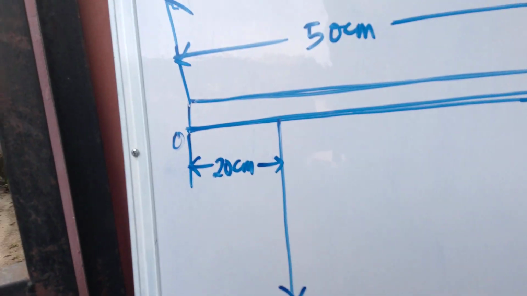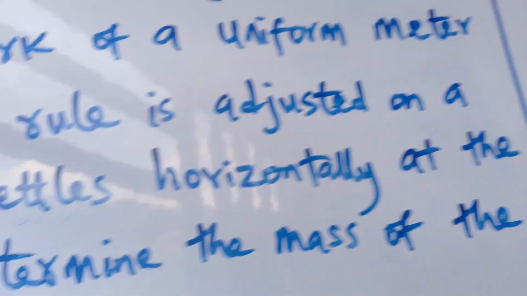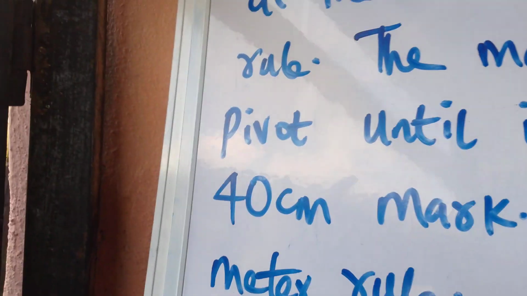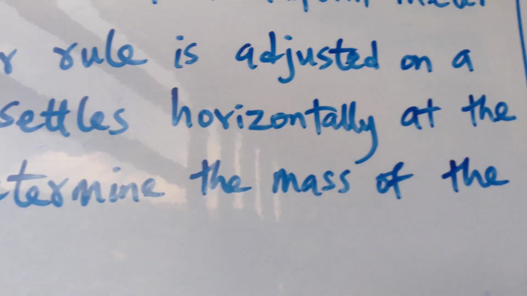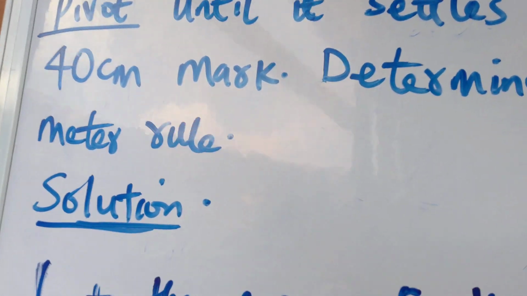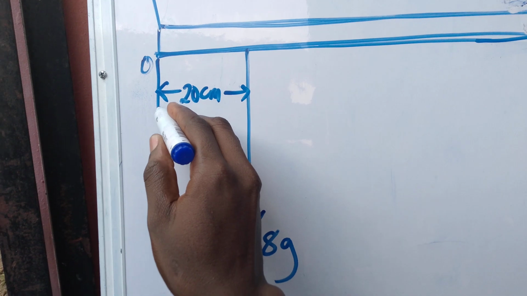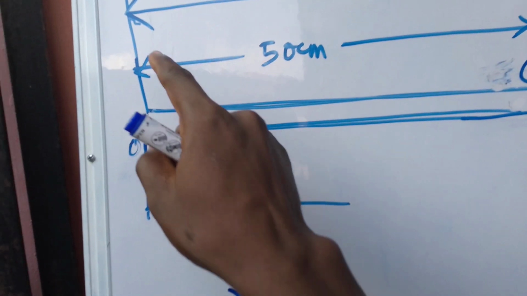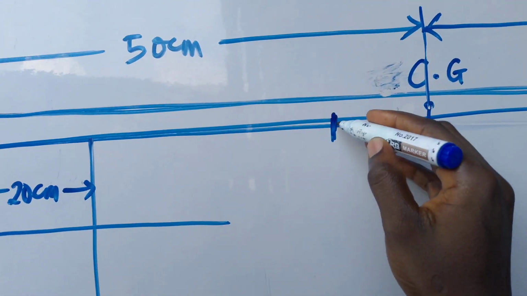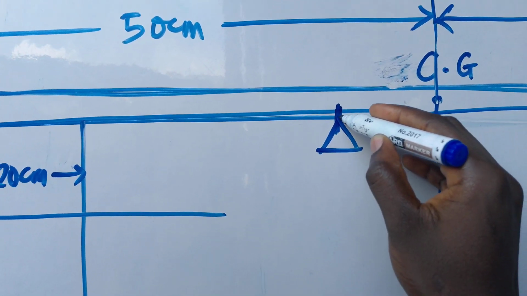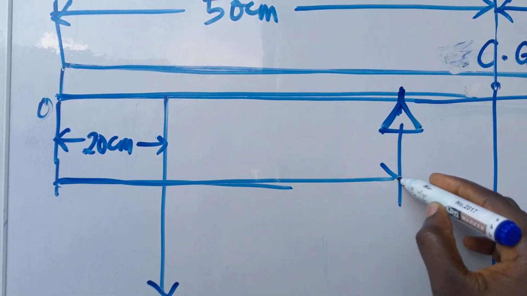Then I continue. They said the meter rule is adjusted on a pivot, and take note of this, the pivot is called the fulcrum or the balance point, until it settles horizontally at the 40 cm mark. So the pivot is placed at the 40 centimeter mark. Now let's check that. If from here to here is 40 centimeter, it will be somewhere here. You place your pivot at this point. So it implies that the distance from here to here is 40 centimeter.